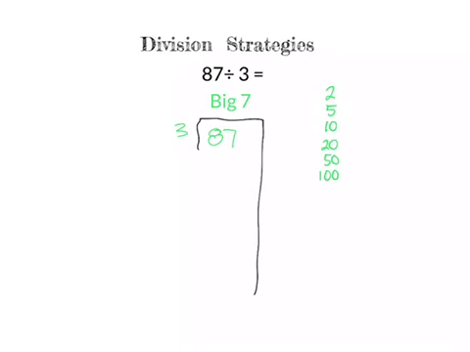Now, the benefit of the Big 7 strategy is that students do not have to rely necessarily on a strength in multiplication because they can write out these answers here. So if you have students that are lagging in their multiplication facts, this is a strategy that they can use that helps to scaffold their understanding until their multiplication skills pick up.